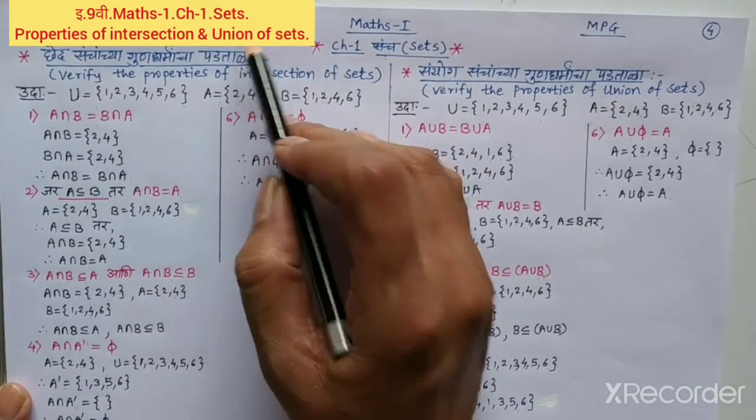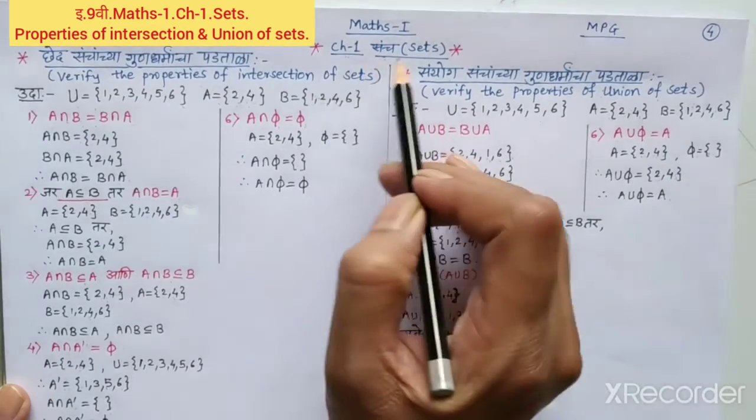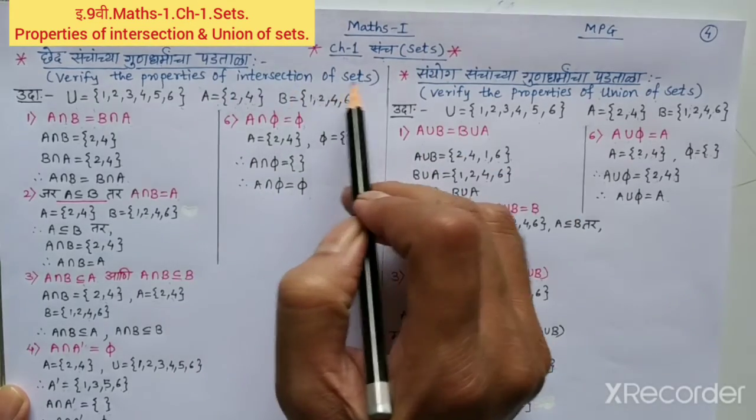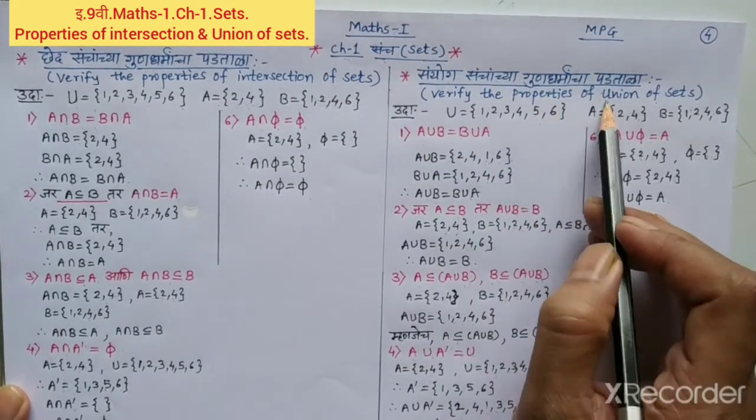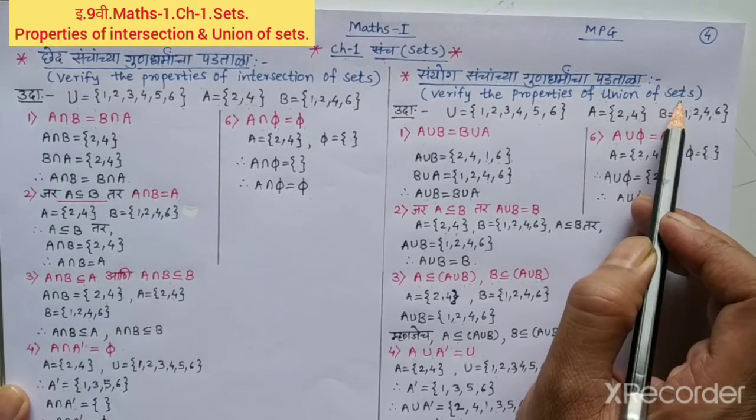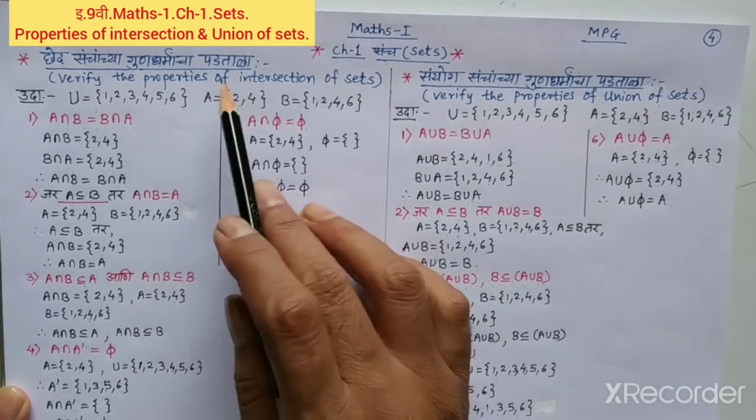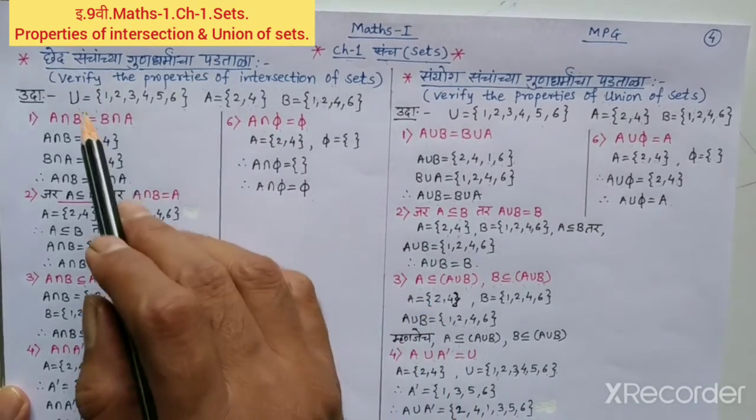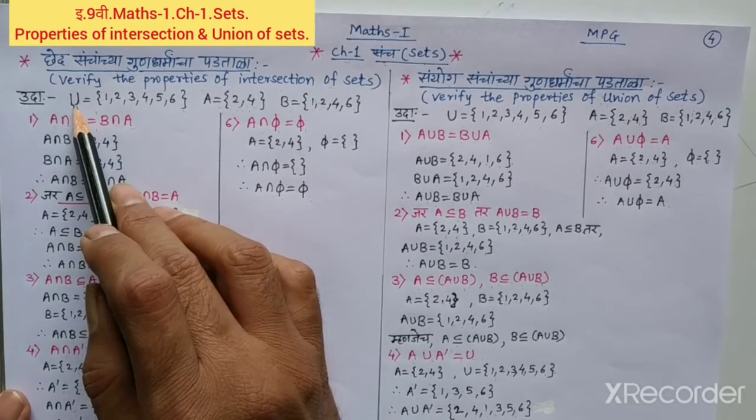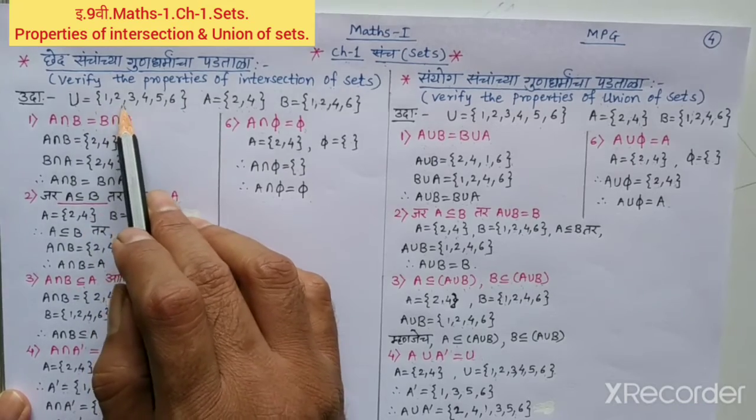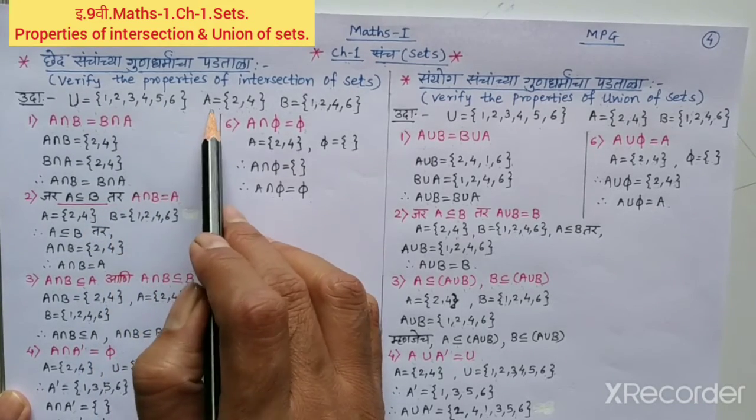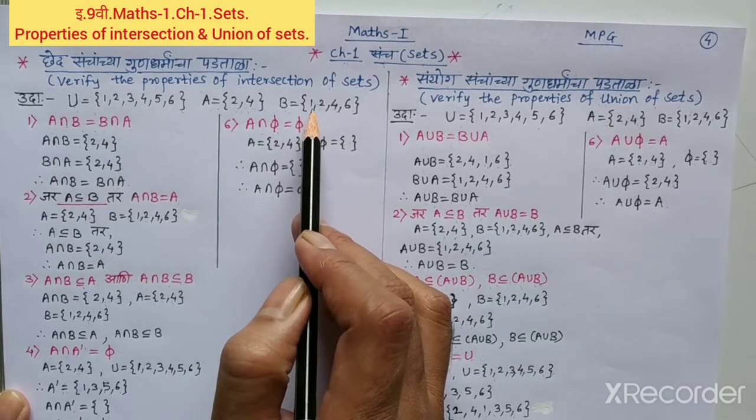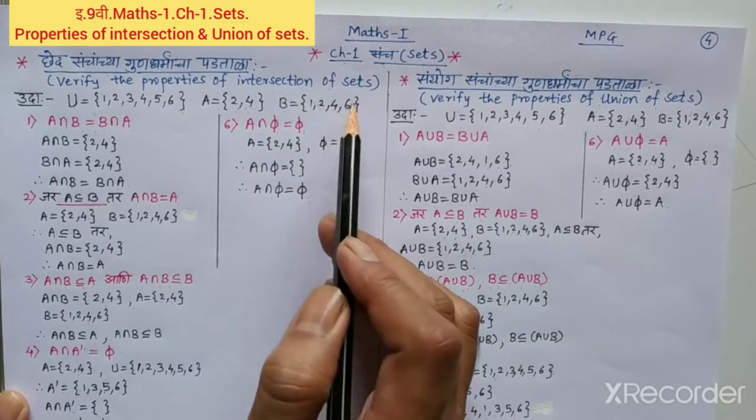Standard 9 Maths 1 Chapter 1 Sets. Let us learn the properties of intersection of sets and the properties of union of sets. To verify these properties, we will consider one example. U is the universal set {1, 2, 3, 4, 5, 6}. A is equal to {2, 4} and set B is equal to {1, 2, 4, 6}.